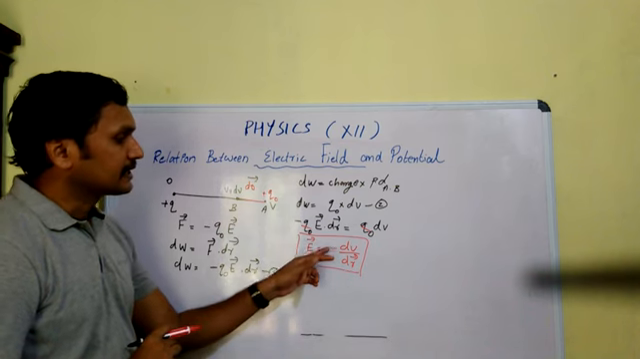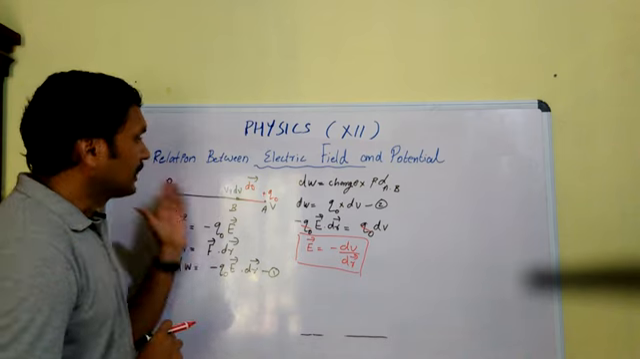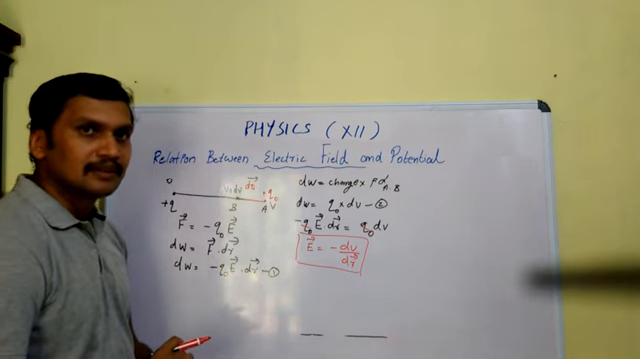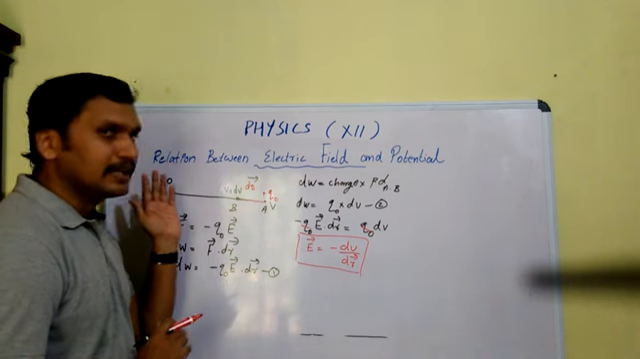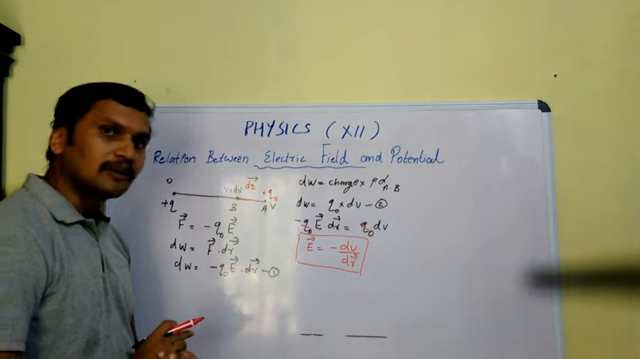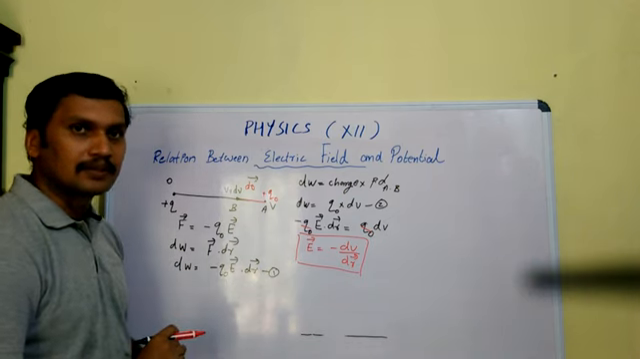Actually this minus sign in this equation shows that the potential decreases in the direction of electric field. Potential decreases in the direction of electric field, or electric field is in the direction of decreasing potential.